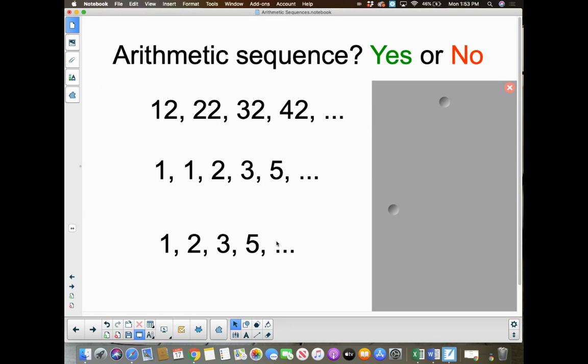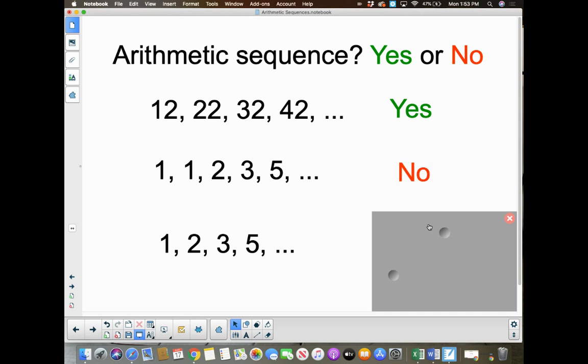So looking at these examples, we look at the first example and we notice that we are adding 10. We're adding 10, we're adding 10. So this one is an arithmetic sequence. We notice on this example, we added 0, then we added 1, then we added 1, then we added 2. So that is not an arithmetic sequence. It is a sequence, but it's not arithmetic.